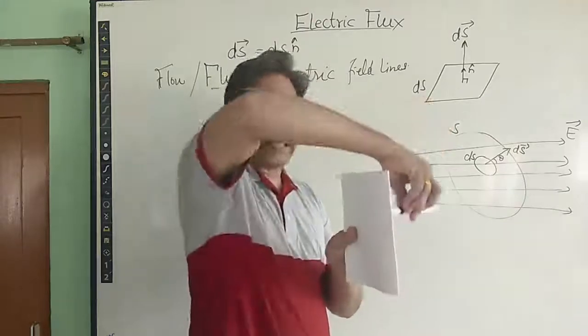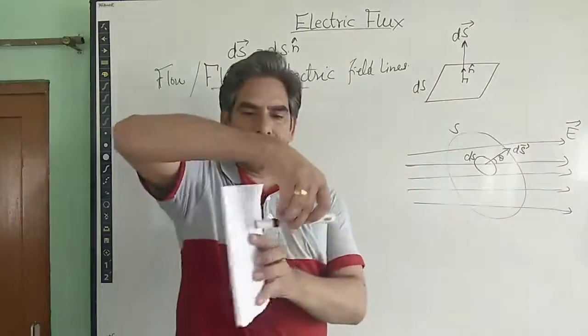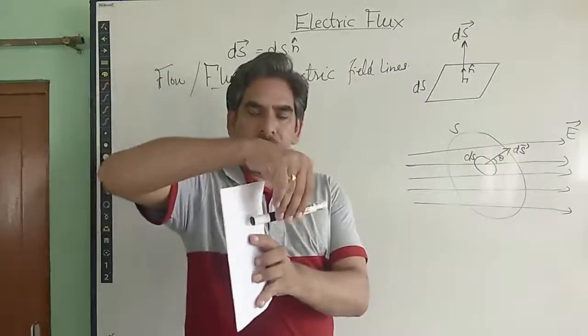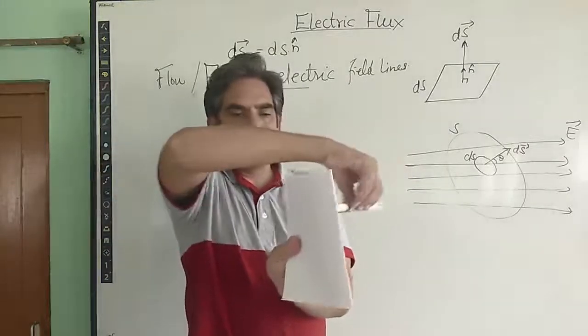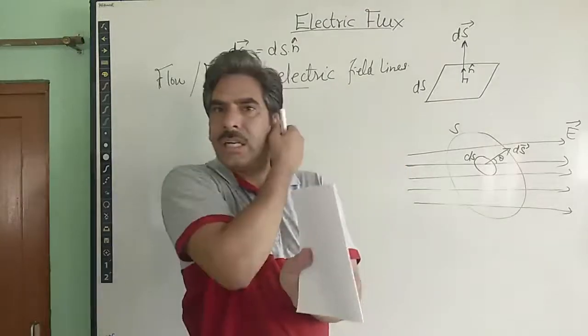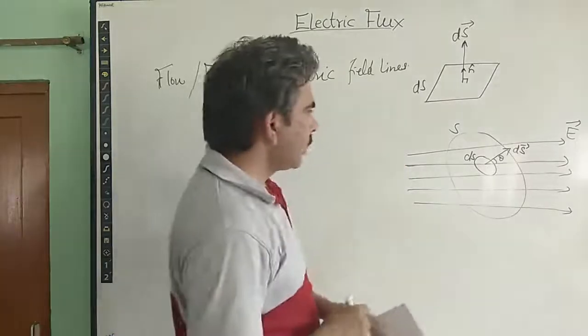Then there will be a vector. Let me draw it in this case. Electric field is in this way. So area vector will be somewhat in this direction, right? Normal to the surface in outward direction.